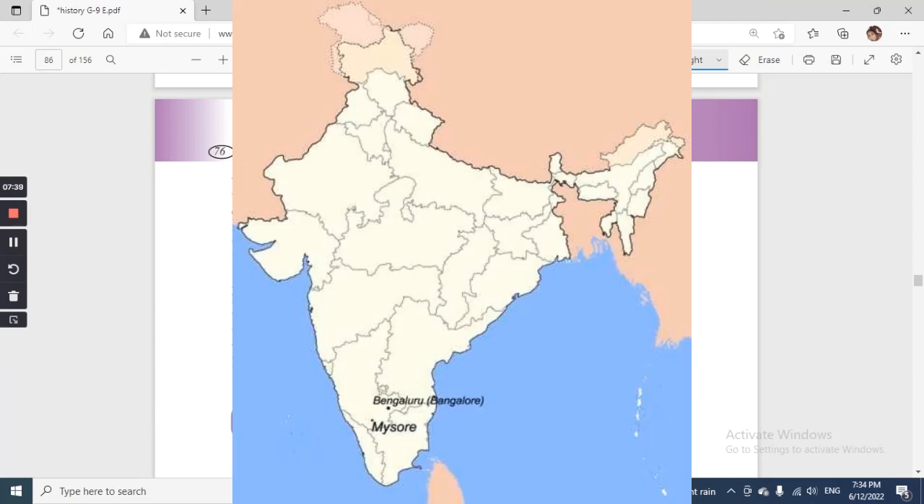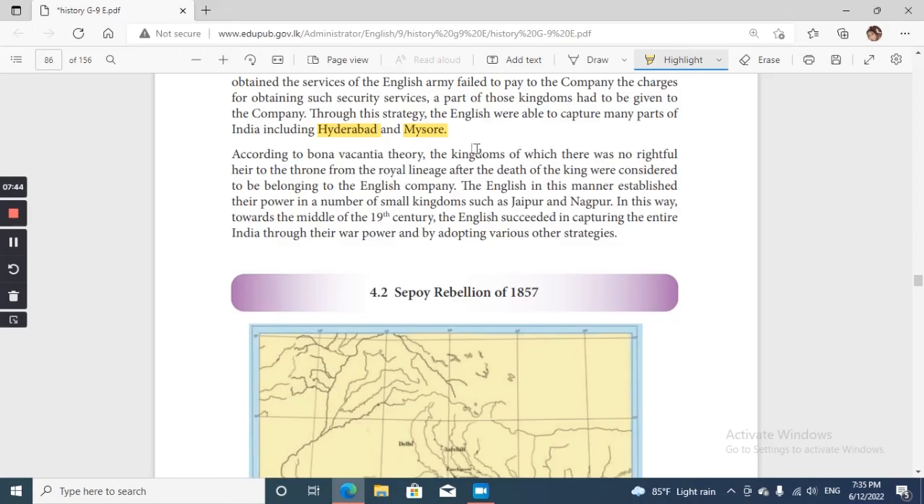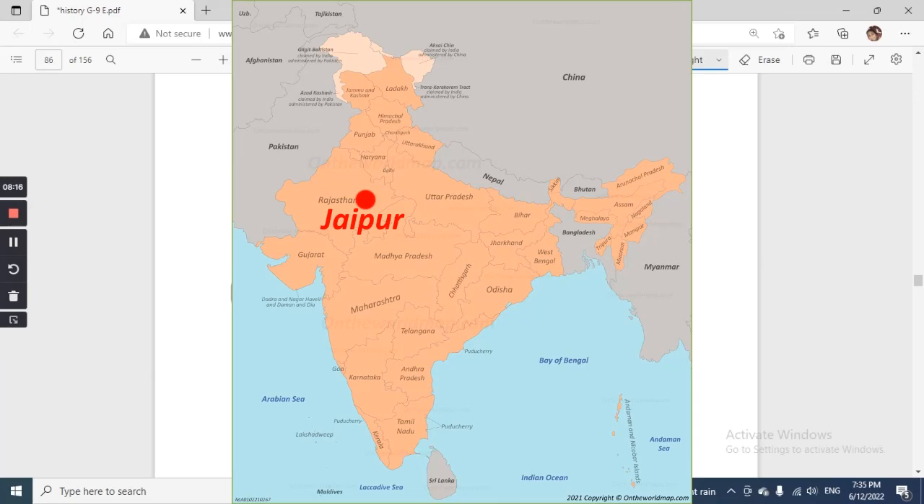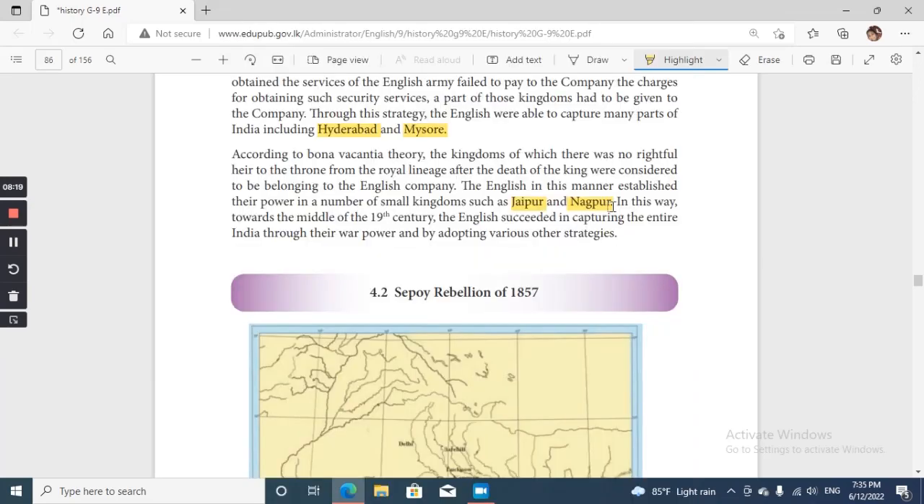According to the bona vacantia theory, there were some kingdoms without any rightful heir to the throne. At that time, if the king died without an heir, that kingdom was considered to belong to the English company. They used that strategy and established their power in some small kingdoms such as Jaipur and Nagpur. You can see these two cities in the map here on the screen.